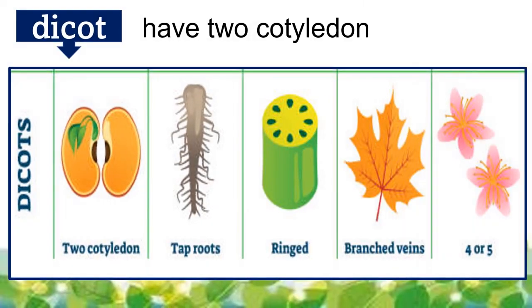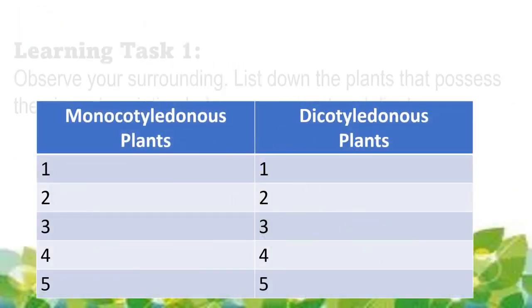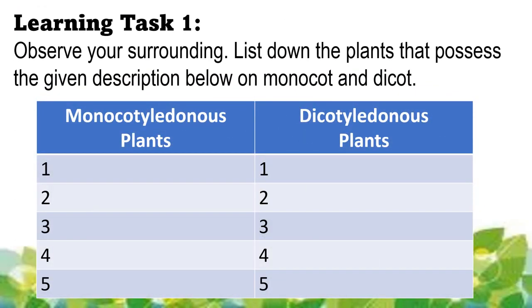Dicots have two cotyledons, taproots, ring stem, branch veins, and 4 or 5 flower parts. An illustration of dicot parts: epicotyl, hypocotyl, radicle, seed coat, cotyledon. Learning task number 1. Observe your surroundings. List down the plants that possess the given descriptions below on monocot and dicot.